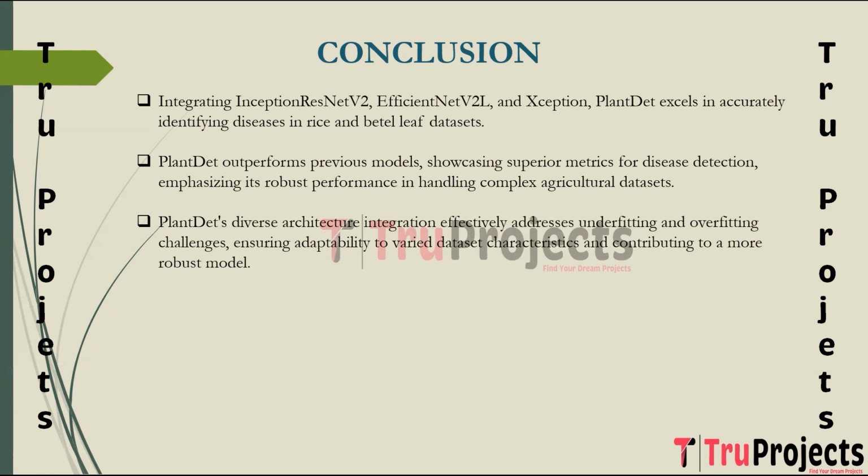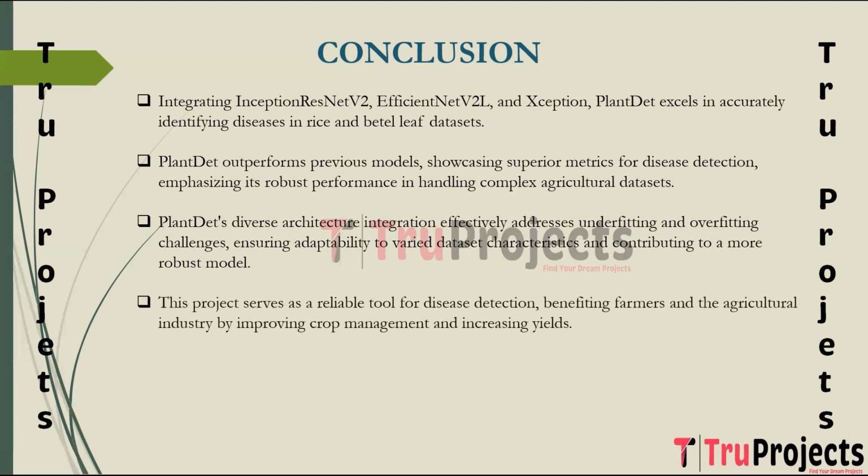This ensemble's diverse architecture integration addressed challenges of underfitting and overfitting, ensuring adaptability to varied dataset characteristics and contributing to a more robust model. This project benefits farmers and the agricultural industry by providing a reliable tool for disease detection, leading to improved crop management and increased yields.